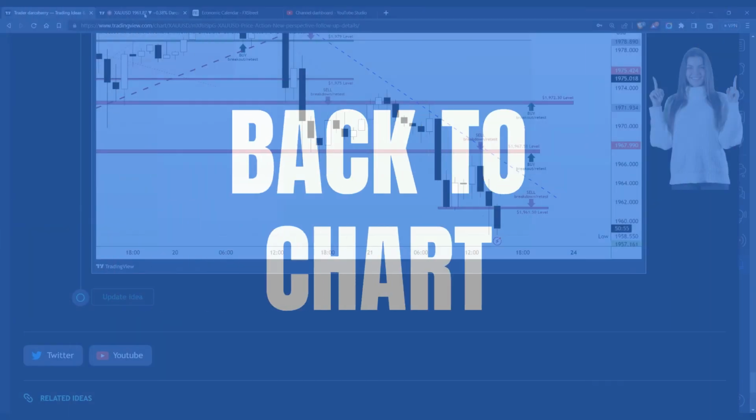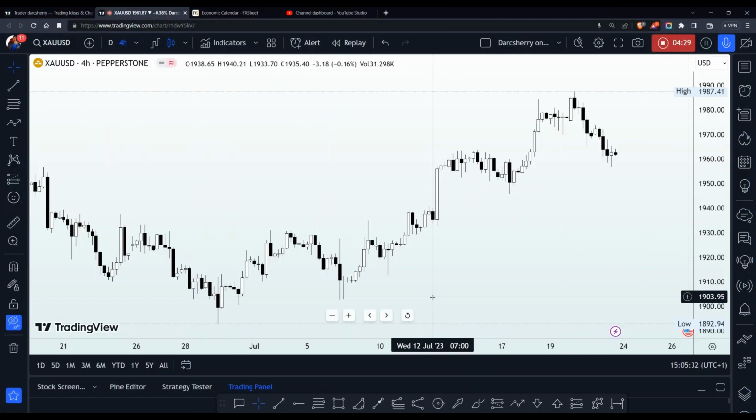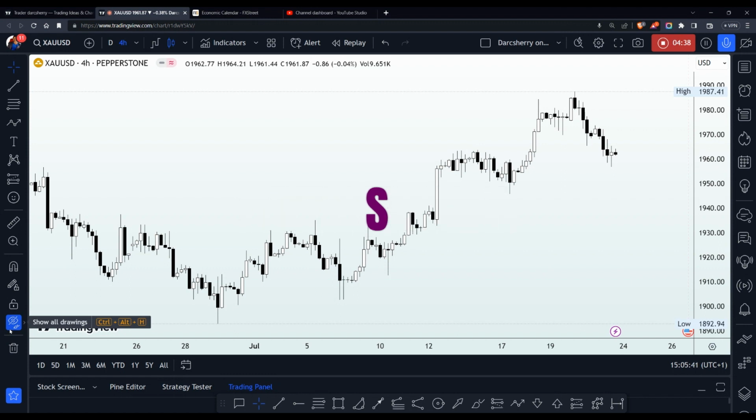So, with that being said, let's dive right into the business for today. And of course, I was able to identify a simple setup that we are going to be using to guide our trading activity for this week.